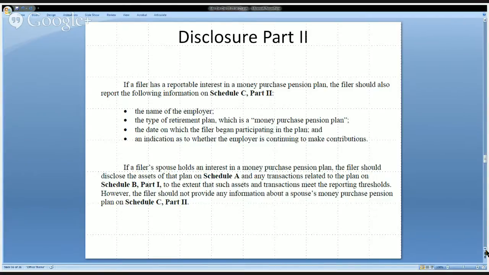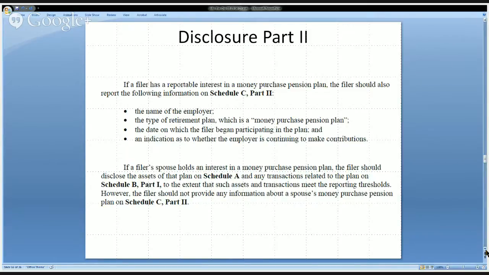What about if a filer's spouse has a money purchase pension plan? That's an excellent question, Ryan, because you probably know that on Schedule C Part 2, we're only reporting agreements and arrangements that apply to the filer. So if the spouse has a money purchase pension plan, the reporting requirements are unchanged on Schedule A and Schedule B Part 1, and for purpose of the periodic transaction reporting, but we don't need an entry on Schedule C Part 2 because it applies only to the filer and not a spouse or dependent child.